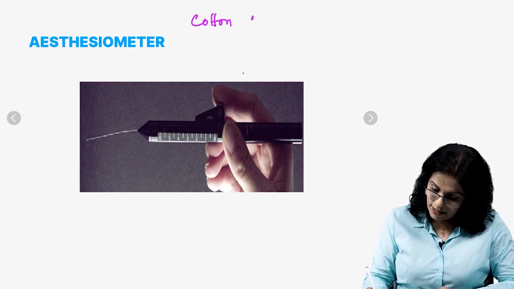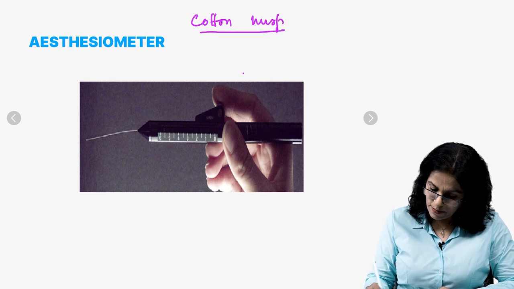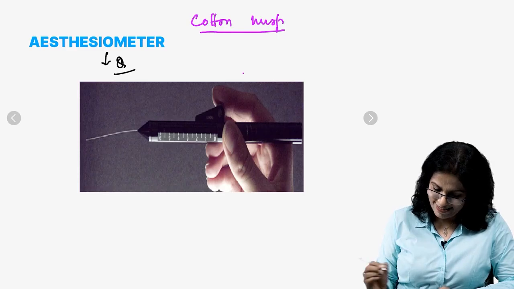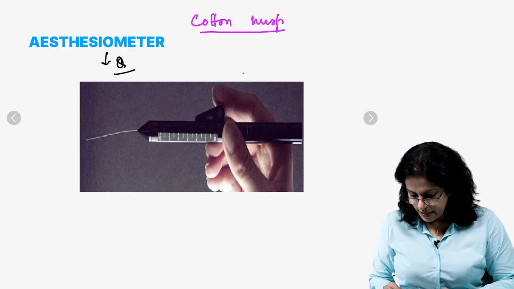But what is the other instrument? This has been your exam question. The instrument is called aesthesiometer. Okay. What is this? Can you see this here?